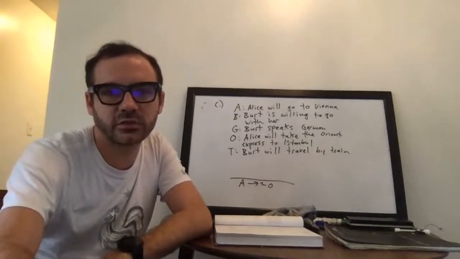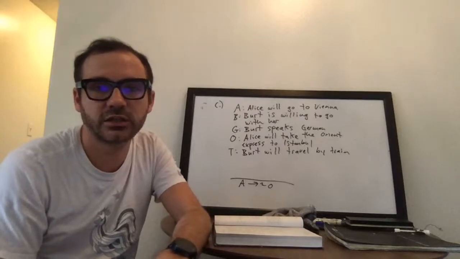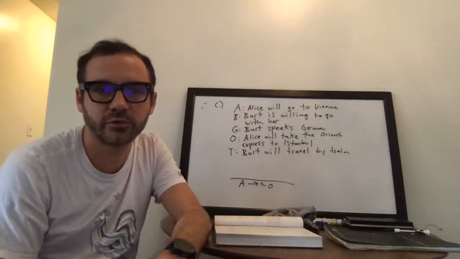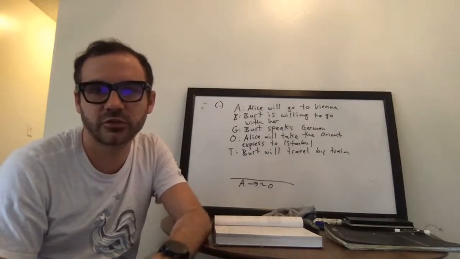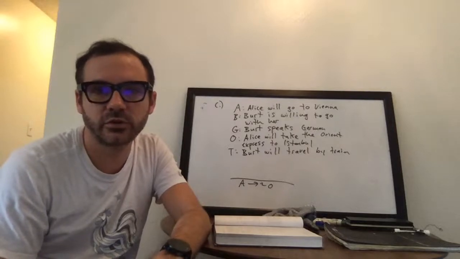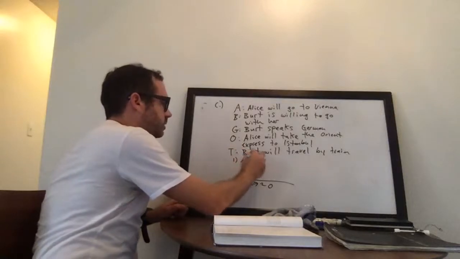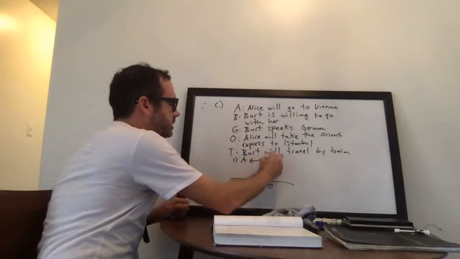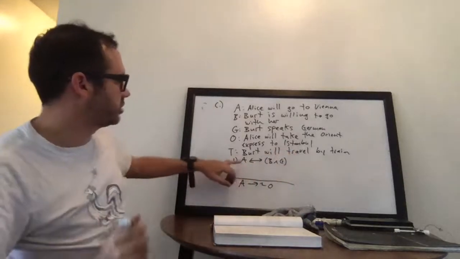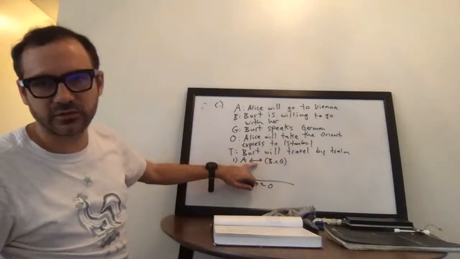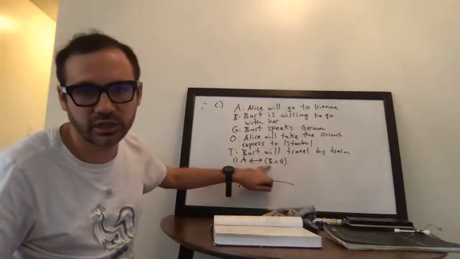But let's now get to the first premise. The first premise above will say that Alice will go to Vienna if, but only if, Bert is willing to go with her and Bert speaks German. So tell me how to get that statement written down. Andre, good. So you have it A, double arrow, B and G. Perfect, yes. Okay, that says she'll go to Vienna if, but only if. This is the double arrow because it says if, but only if. Both are the case.